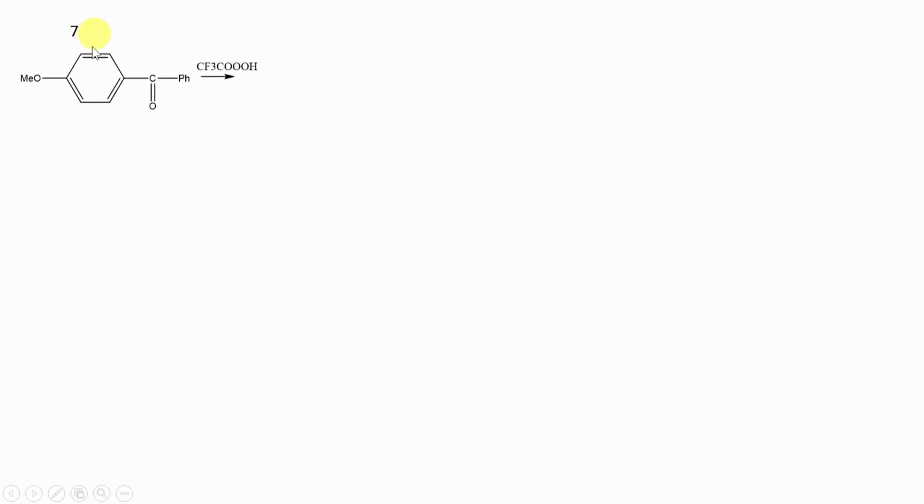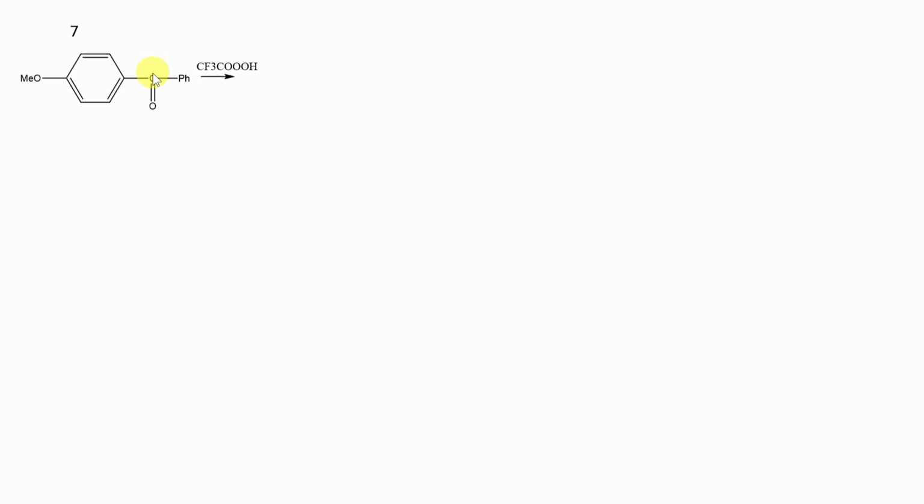Okay, this seventh example, you can see this ketone. It is an unsymmetrical ketone, methoxyphenyl group, and here it is phenyl group, so it is an unsymmetrical ketone. When it is treated with trifluoroperacetic acid, Baeyer-Villiger rearrangement takes place. As we have discussed, the mechanism goes through the absorption of a proton first by this carbonyl group, and the trifluoroperacetate ion will be attached to this electron deficient carbon atom.